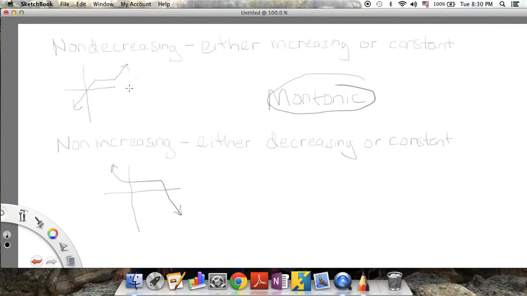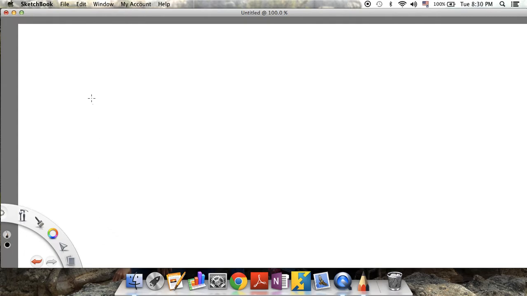So strictly monotonic would be just increasing or just decreasing. Just monotonic would be non-decreasing or non-increasing. All right, so there's all our definitions. So let's see if we can look at some examples here. If we have a function, f of x is 1/3 x cubed plus 2x squared plus 4x plus 1, if we graph this, it looks something like this.